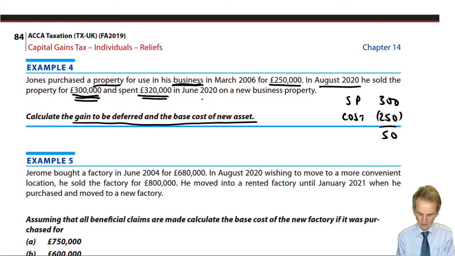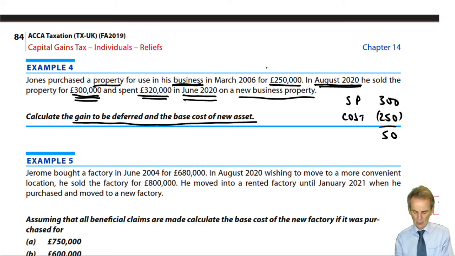Spent $320,000 in June 2020 on a new business property, a qualifying business asset, if, of course, that is then used within the trade. The timescale involved: we sold in August 2020, the purchase in June 2020. Is that within the 12 months before to the 3 years after the disposal date? Yes, it is. It is within the 12 months before the disposal date. Therefore, reinvested all the proceeds, all of the conditions satisfied, therefore all of that gain will be deferred.